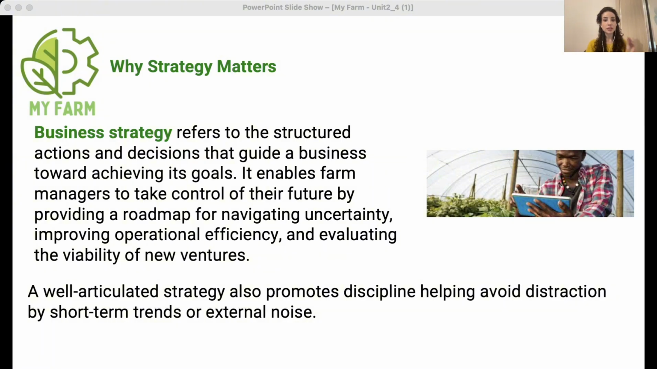Just as importantly, strategy creates discipline. It helps managers to stay focused on long-term goals instead of being distracted by temporary market noise or pressure to react to every new trend. In this way, strategy turns uncertainty from a threat into something that can be managed deliberately.